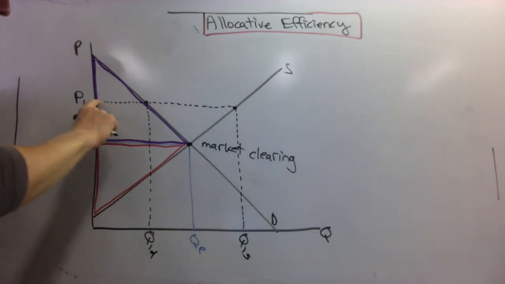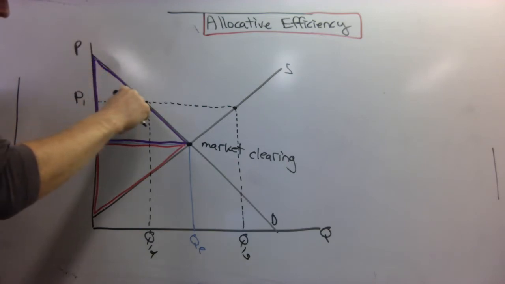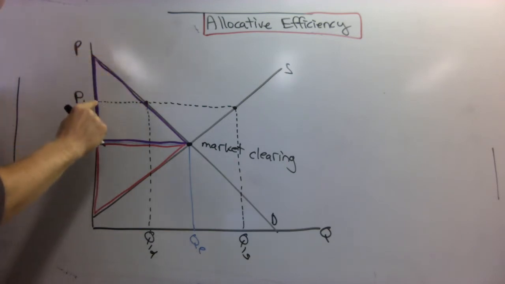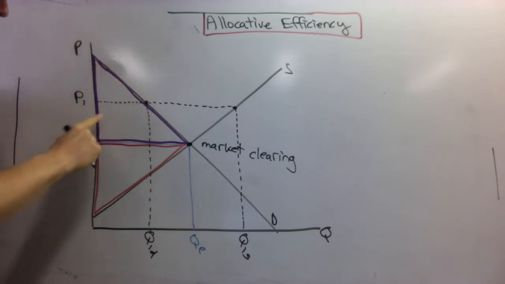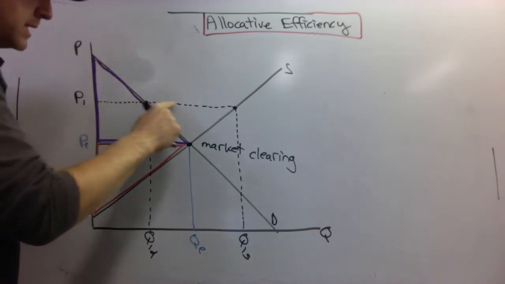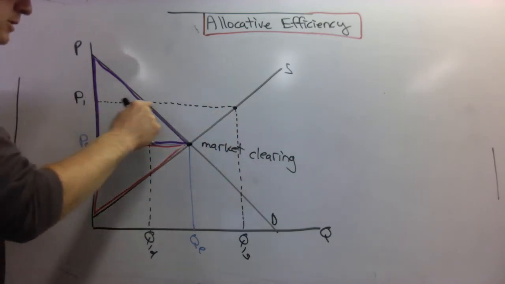So obviously the consumer surplus is going to drop to here. That makes sense, because if the price goes up, the additional benefit gained is going to go way down. But look at this. Producer surplus now is all the way out here, right? Look at all that gain in producer surplus.